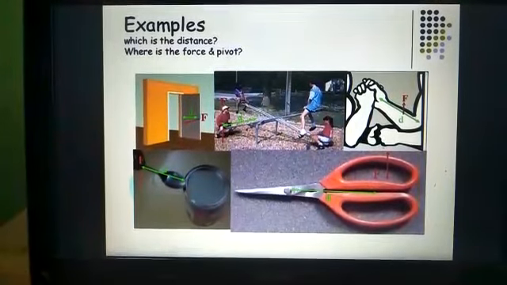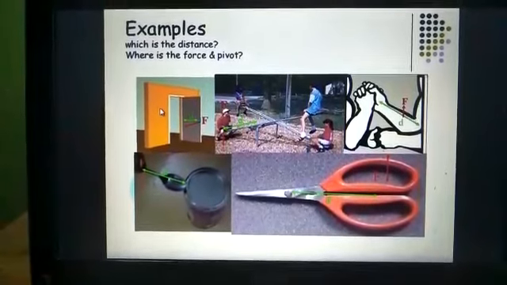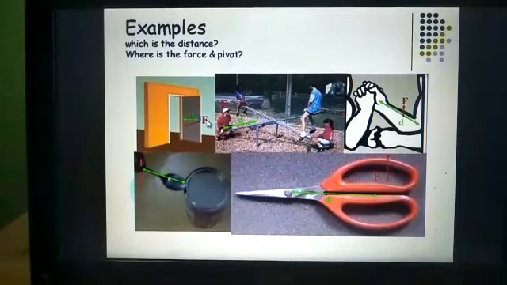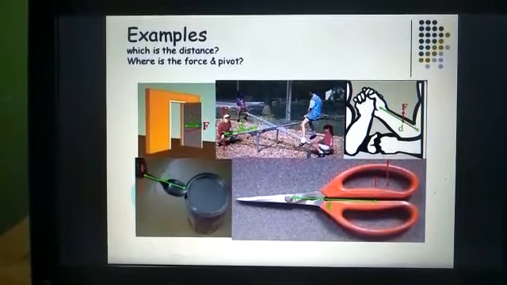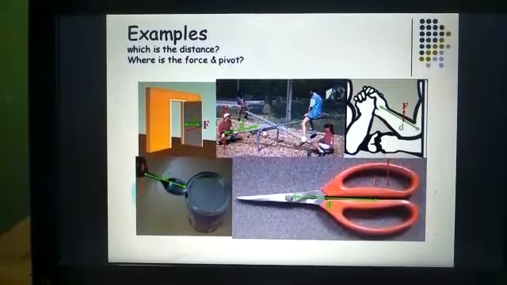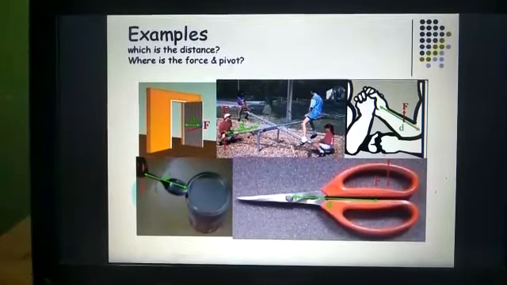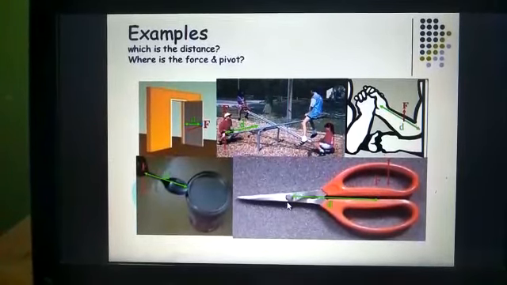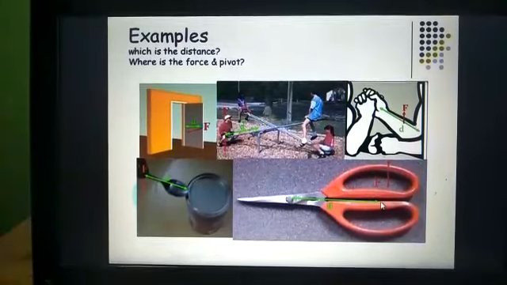Here are examples of moment. This is a door. This is a pivot point and we apply the force here and the distance between pivot point and force is D. In this picture, this is a pivot point and we exert the force here and the distance between force and pivot point is D. In a scissor, this is the pivot and we apply the force here and the distance between pivot and force is D.